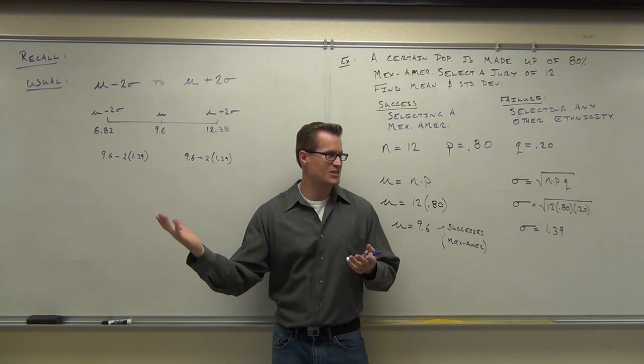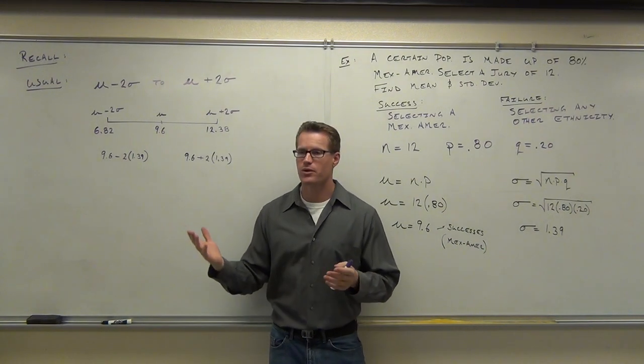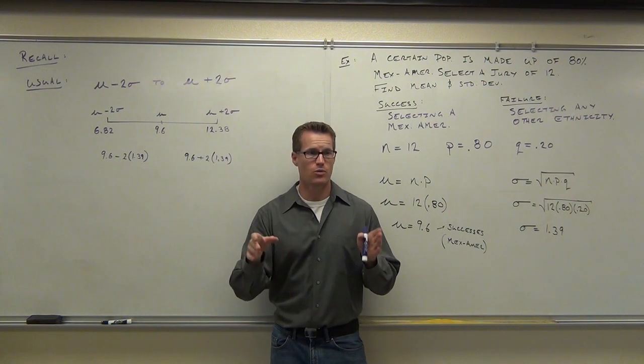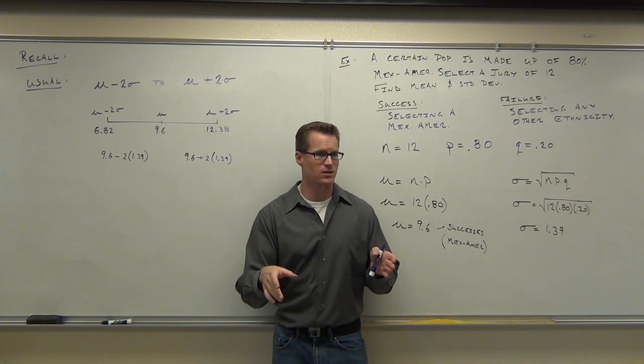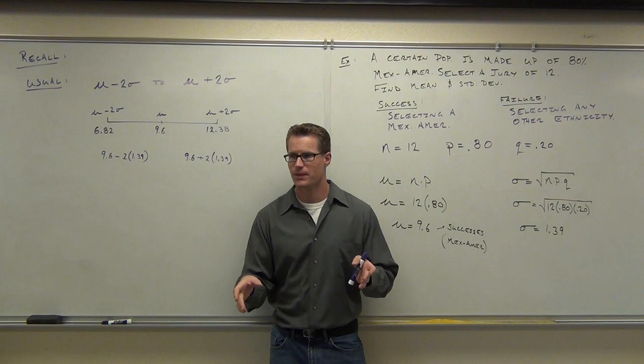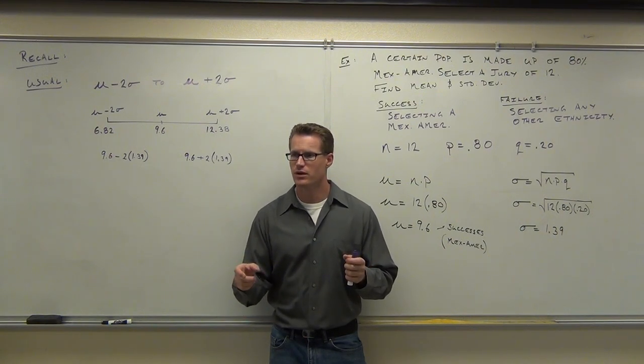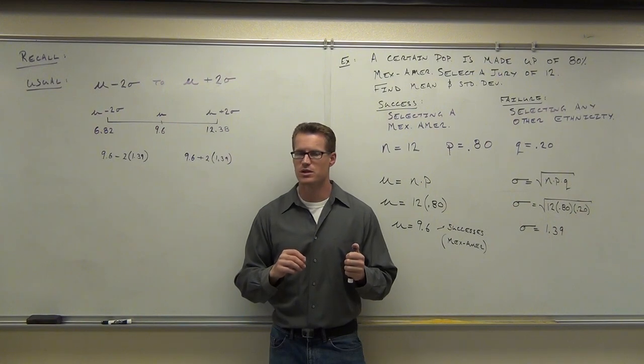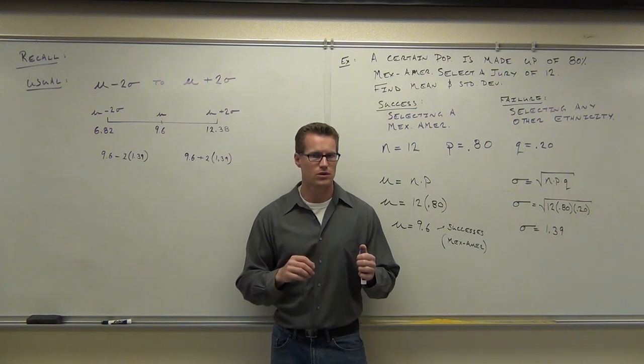This is 6.82 to 12.38 Mexican-Americans would be our normal range for our situation for our juries. I don't know if you're okay with that. That would be normal. Let me ask you a question then. If you had a jury of 10 Mexican-Americans, would it be usual or unusual? Unusual. How about 7?